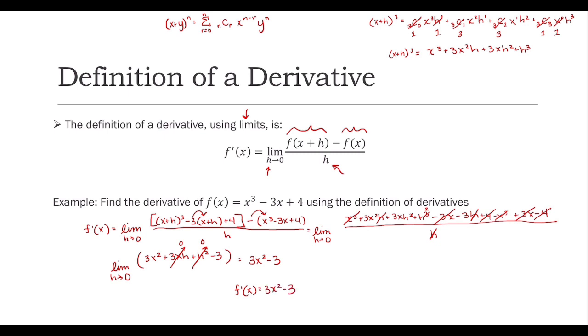And we can check that with our power rule. So f of x was x cubed minus 3x plus 4. So we'd have 3 times 1, which is 3x. We'd lower the degree to squared. And then minus 3 times 1, which was negative 3. And then if we lower the degree, we just get x to the 0, which is 1. So f prime of x equals 3x squared minus 3, which is what this gave us as well.